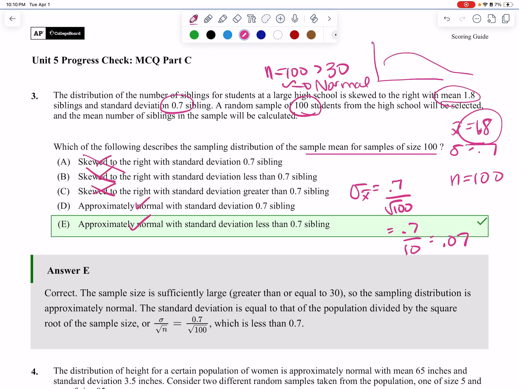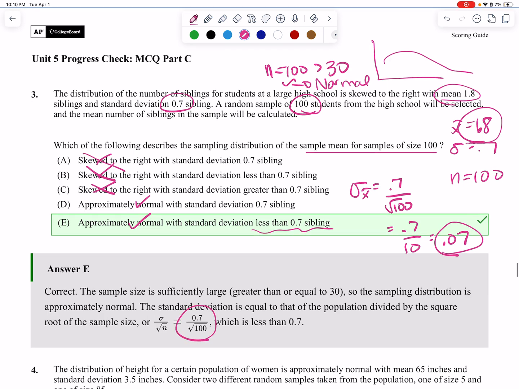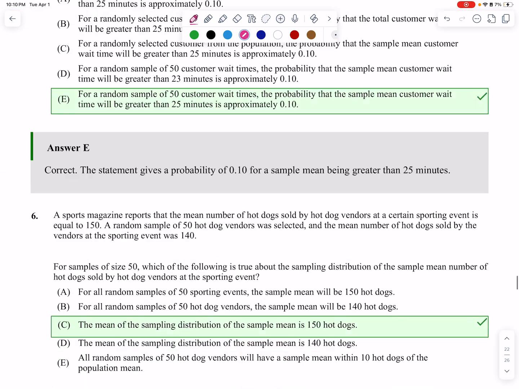Approximately normal, that's good. Standard deviation, this says 0.7, which we know that's not right. We know that it's going to be smaller than 0.7 because we're dividing by square root of n. And this one just says less than 0.7. It doesn't tell me what it is, but it is less than 0.7, and it actually calculates it right here for you. Okay, let's jump to number 7.